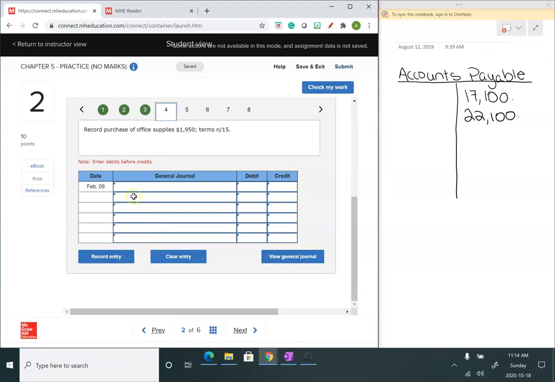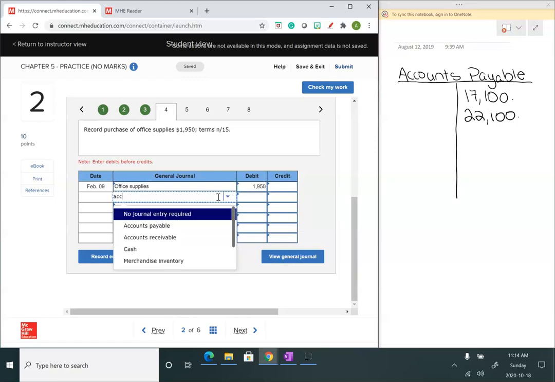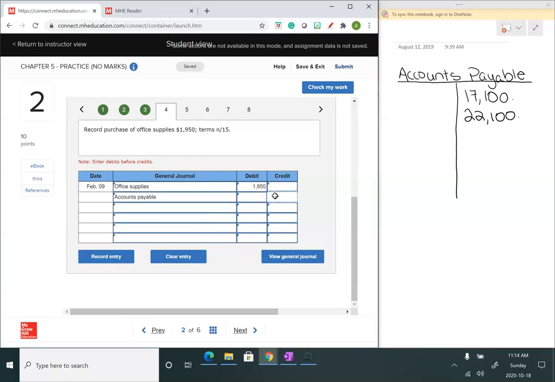On February 9th, I record purchase of office supplies, 1950, terms N15. So I'm going to purchase on account, and supplies is its own inventory account. So don't put it into the merchandise inventory. So I'll do 1950, and we'll put this into accounts payable because we'll pay later. And I'll also put this 1950 in here.